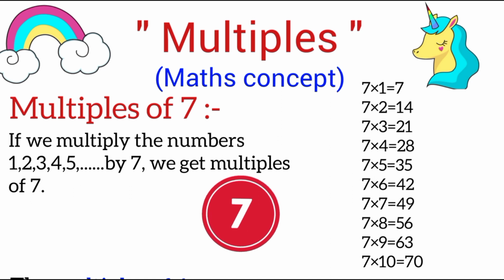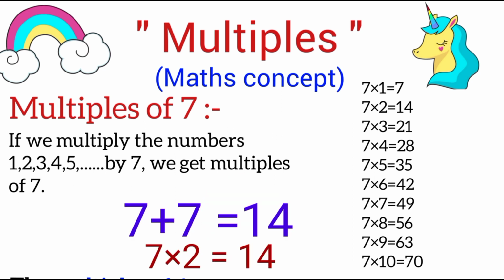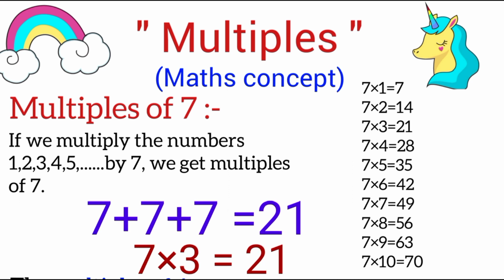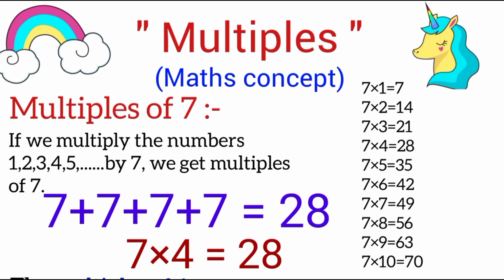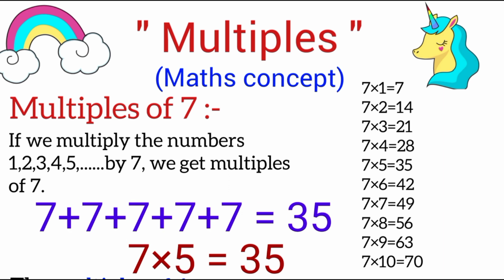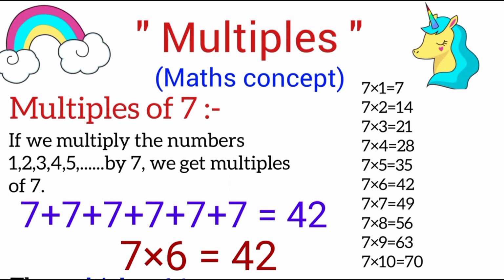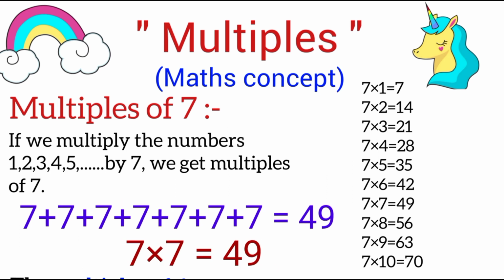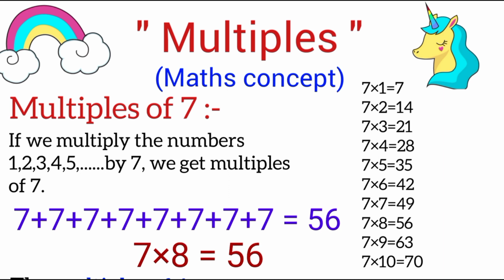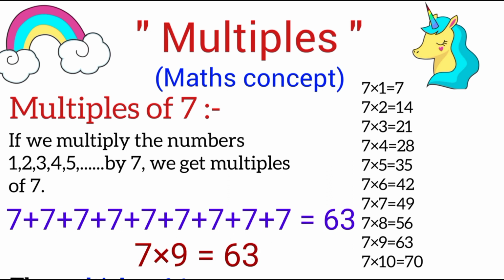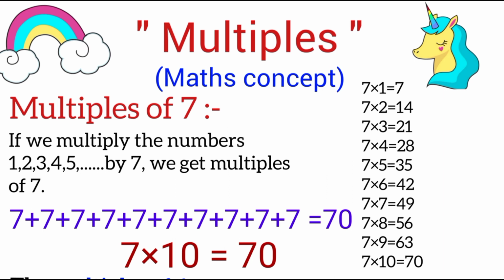Now let's get into the multiples of the number 7. Let's get started. 7 ones are 7, 7 twos are 14, 7 threes are 21, 7 fours are 28, 7 fives are 35, 7 sixes are 42, 7 sevens are 49, 7 eights are 56, 7 nines are 63, and 7 tens are 70. This is the multiplication table of the number 7.